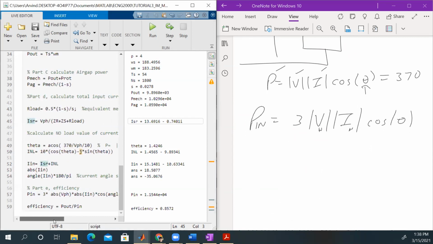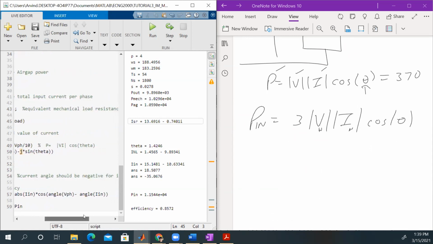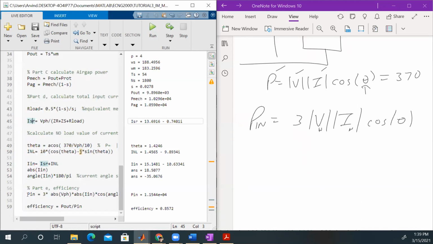So we have 3 times V phase by I in magnitudes multiplied by cosine theta, which is the difference between the voltage angle and the current angle, right? So we work out P in, and then we just put P out on P in for the efficiency. Good? Any questions? No questions?